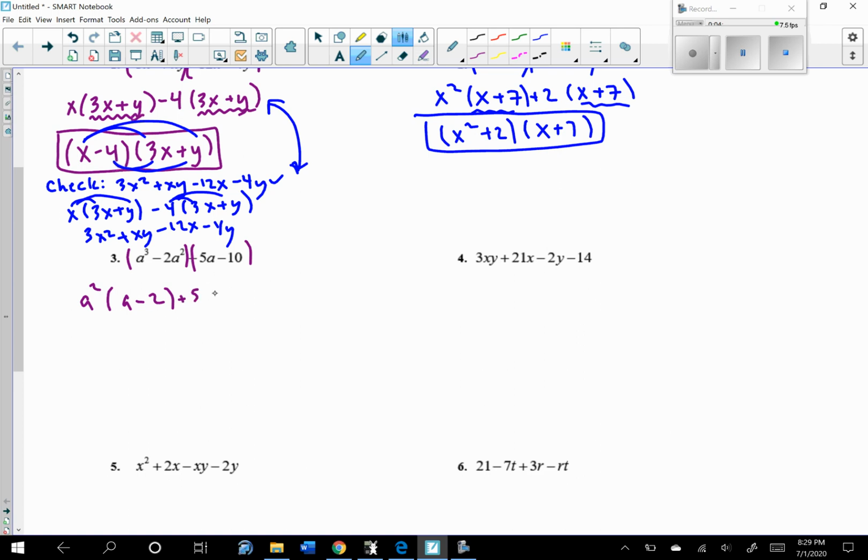It's hard to tell right now. And that would become a minus 2. So these are the same. Then I can go ahead and group them together. A squared plus 5 times a minus 2. That does not factor further.